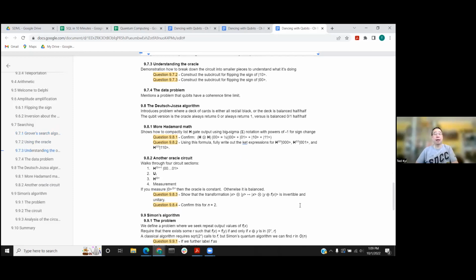I don't know how much to say about these last two sections. Section 8 is the Deutsch-Jozsa algorithm, and it introduces a problem. Imagine you have a deck of cards, and you know that the deck is either uniform, so every card is red or every card is black, or you know that the deck is balanced: half red, half black. So the question is, how would you determine whether it's uniform or balanced?